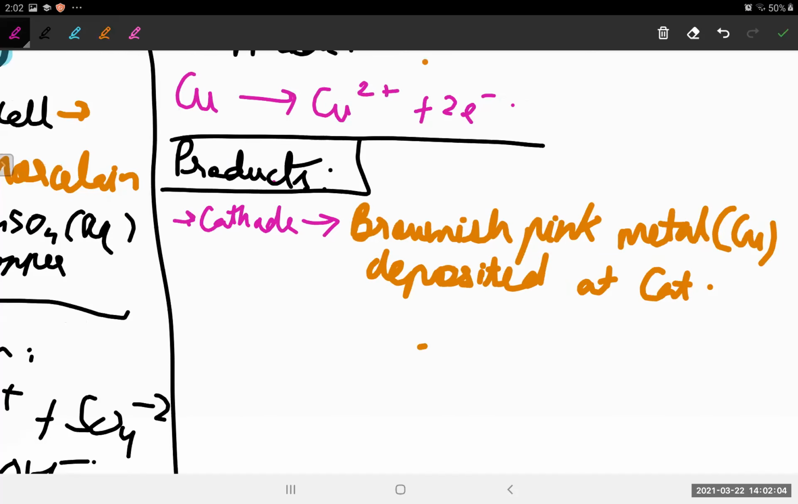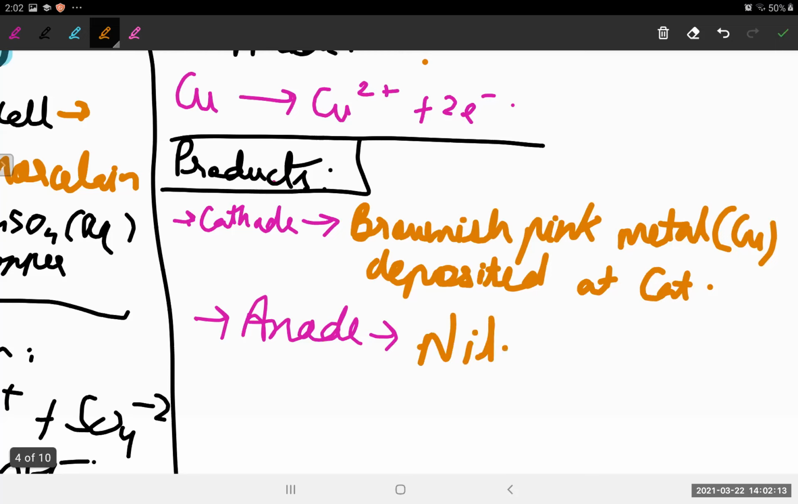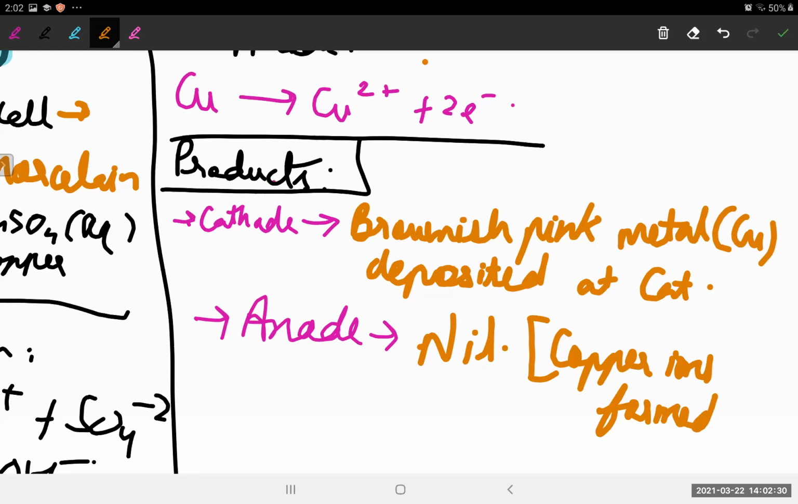Now let's see what's happening at the anode. Nil, nothing is happening. Nil means nothing, and we have to use the same keyword in the examinations also. Copper ions are formed, that's all that is happening. We don't see any product on this, because it's not getting deposited.